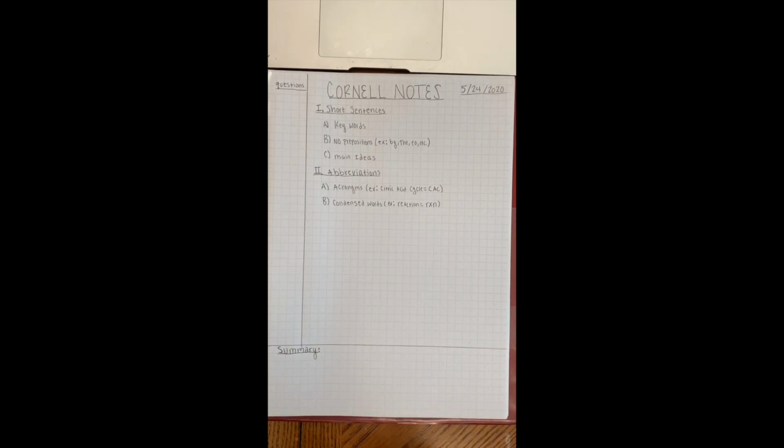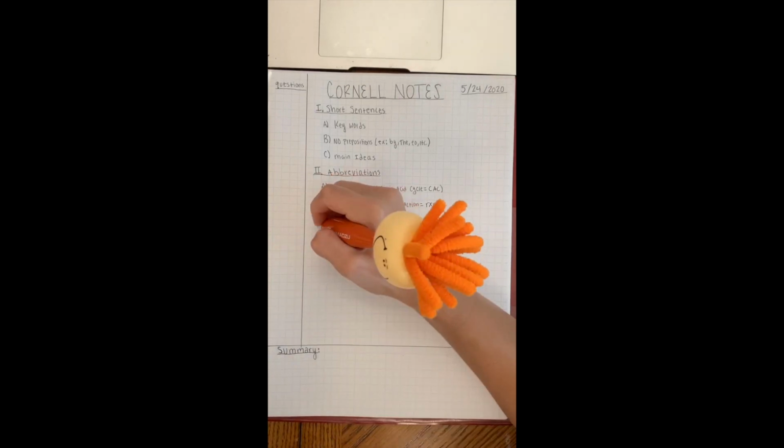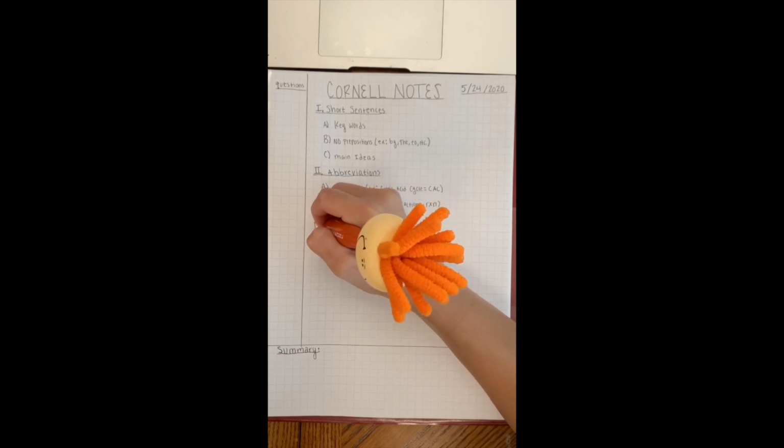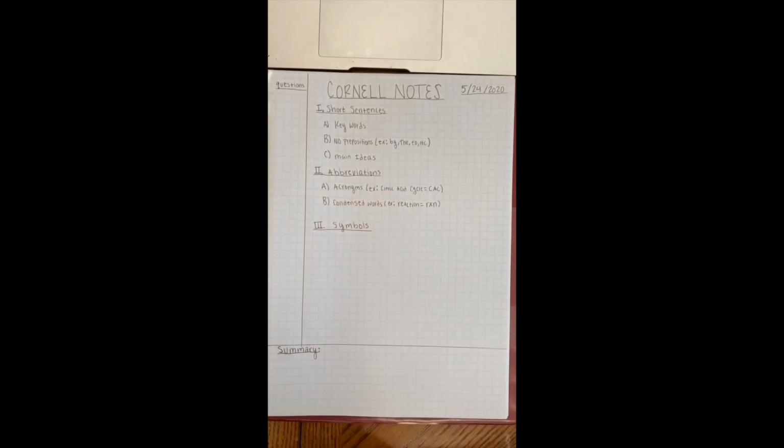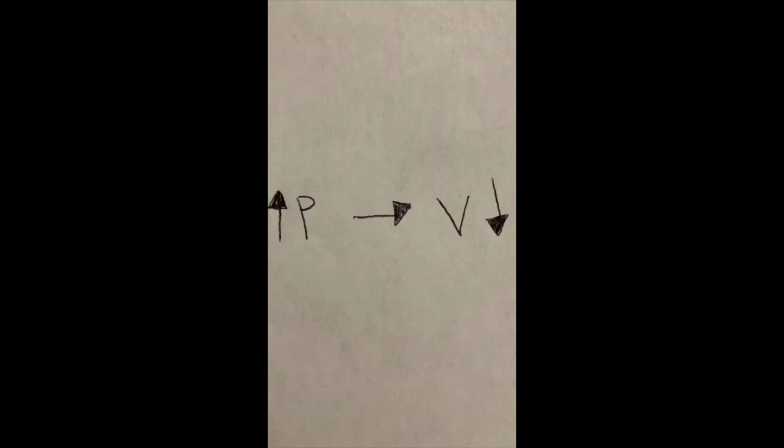Be sure to leave out needless filler words that don't aid your understanding, such as the, to, that. You'll also want to use abbreviations and acronyms when possible. Symbols such as arrows and equal signs are also great for denoting relationships between variables. For example, you could draw something like this to show that when pressure increases, volume decreases.